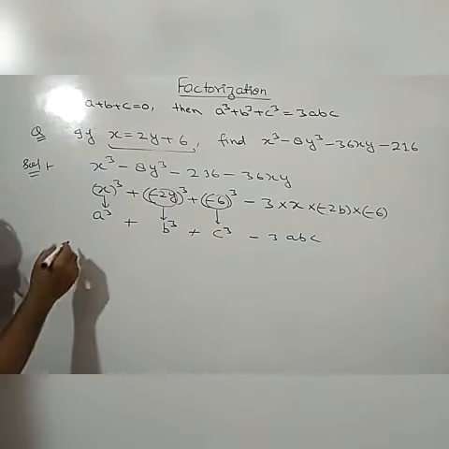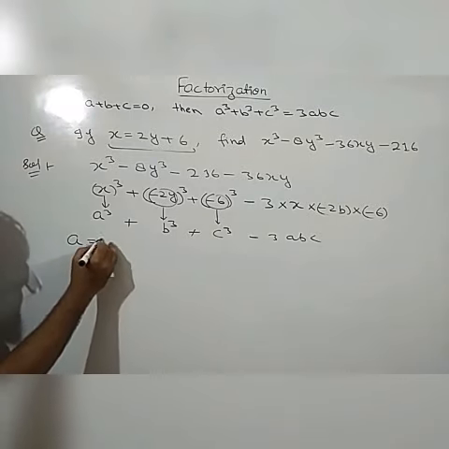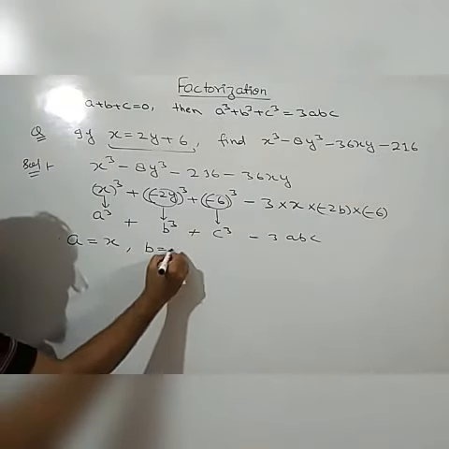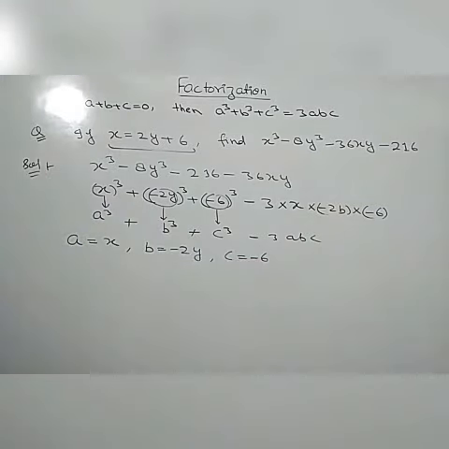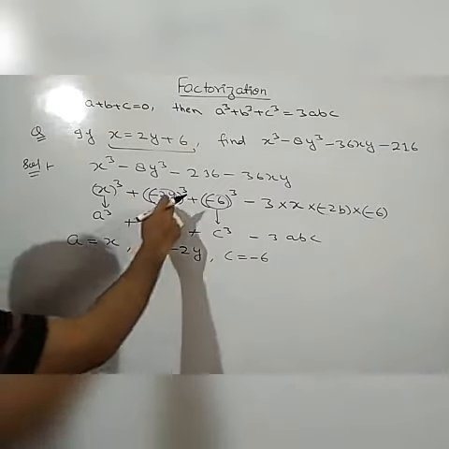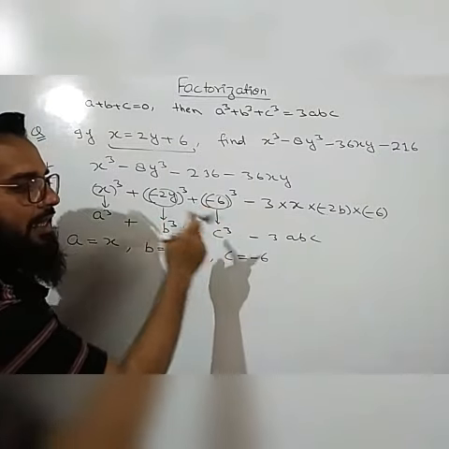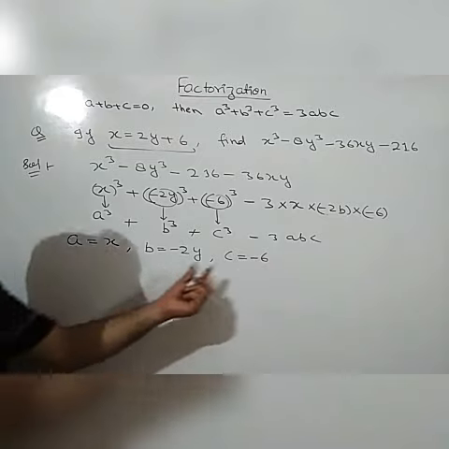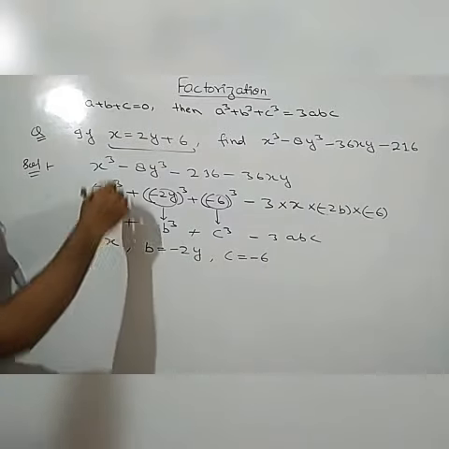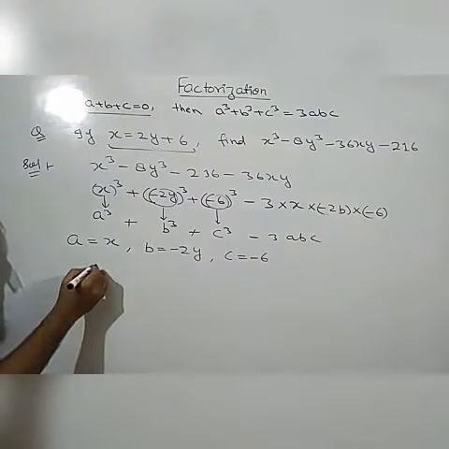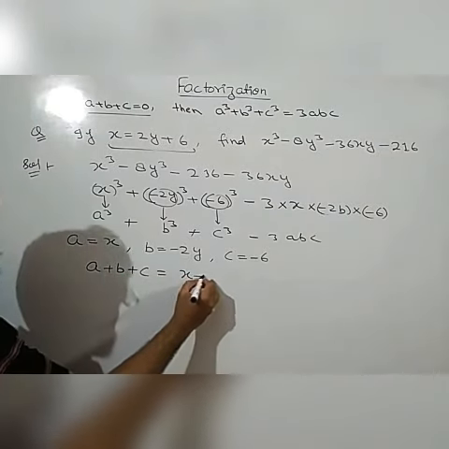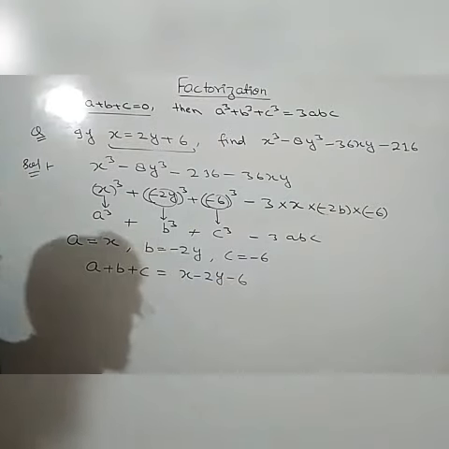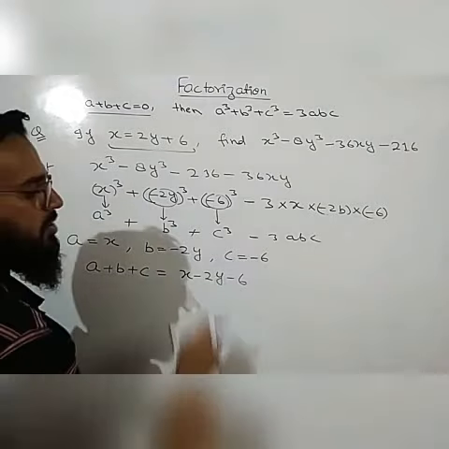Now if we check it here, a is equal to x, b is equal to minus 2y, and c is equal to minus 6. We have considered x as a, minus 2y as b, and minus 6 as c. Now if we find the sum a plus b plus c for this identity, it will be equal to x minus 2y minus 6.